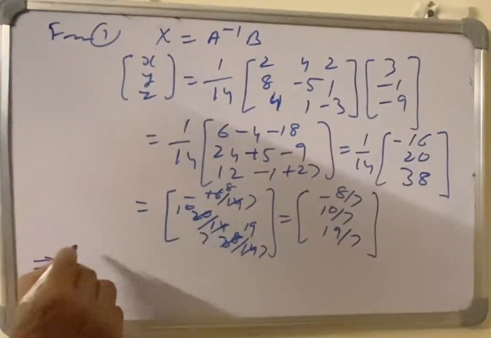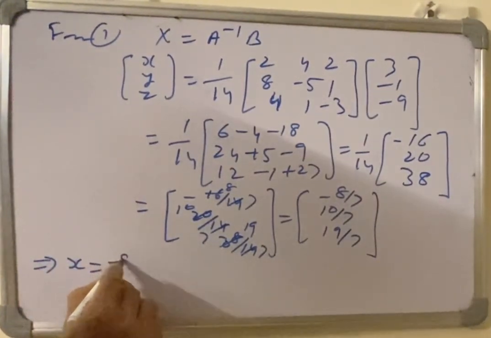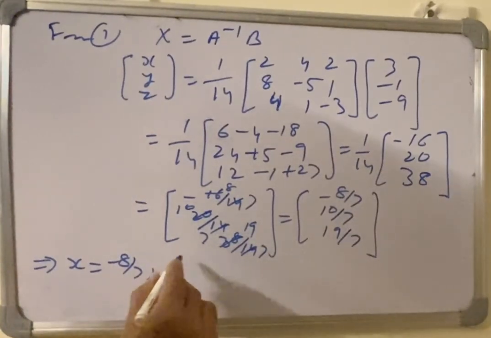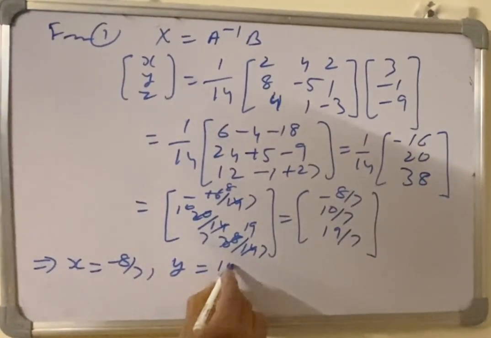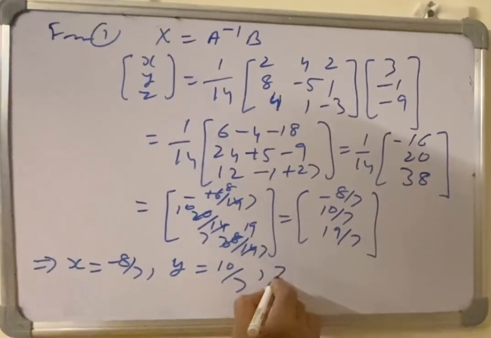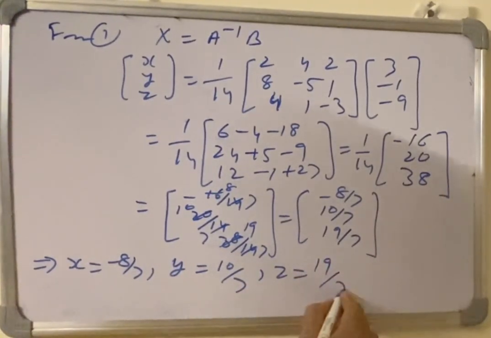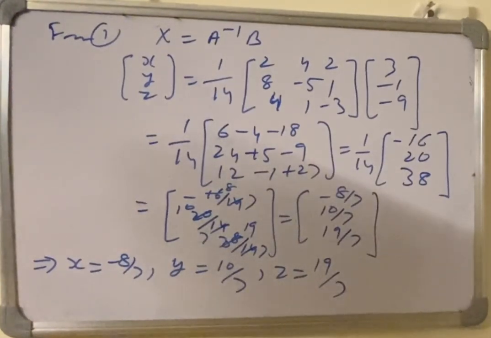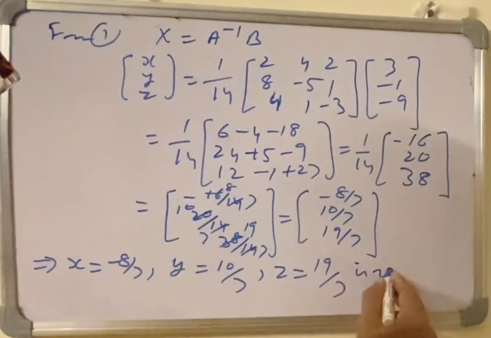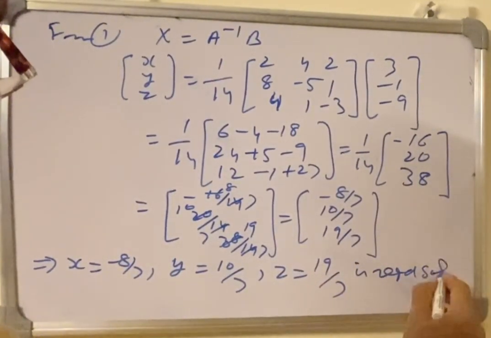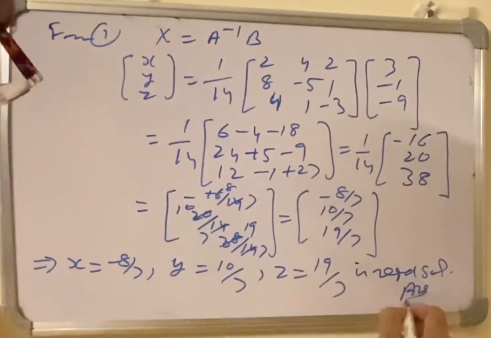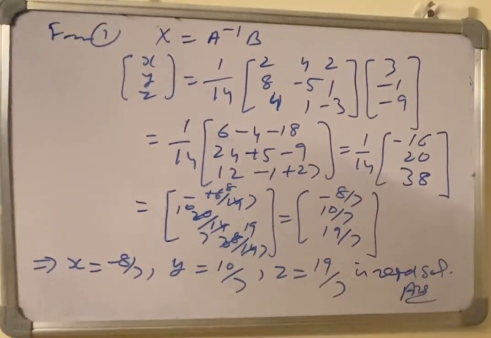Therefore, x is equal to minus 8 by 7, y is equal to 10 over 7, and z is equal to 19 over 7 is the required solution. Answer. So that's all. In the next video, we shall take more important questions relating to solutions of simultaneous linear equations.